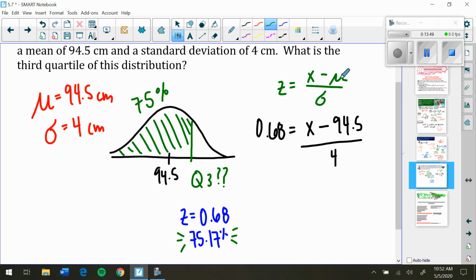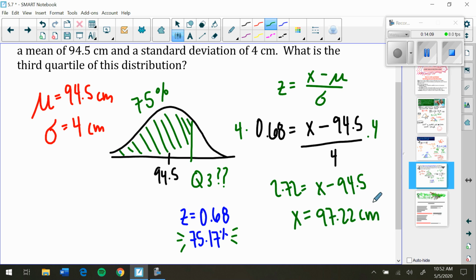So I'm going to multiply both sides by 4. Then I would get 2.72 is equal to x minus 94.5. I move 94.5 over, and I get x is equal to 97.22 centimeters. Now, we ask ourselves, does this answer make sense? I would expect my third quartile to be greater than the mean. The mean is 94. This value is 97. Okay, that feels good. So I'm feeling pretty happy about this.